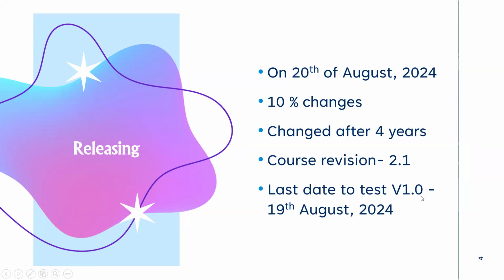The last date to test version 1.0 is 19th of August 2024, if you're already working on and learning version 1.0. After that, from 20th of August, the revision of the exam would be 1.1, where there will be some changes which we will be discussing now.